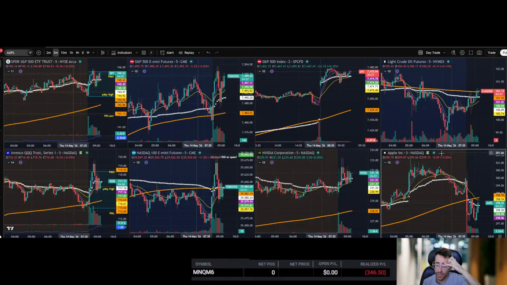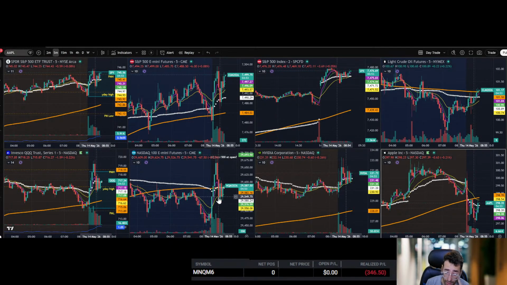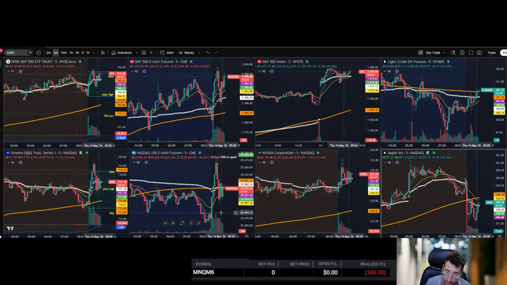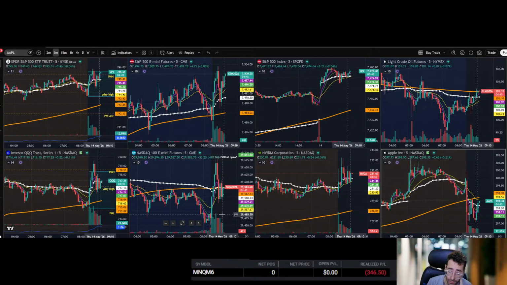See how we're literally just chopping around. One candle goes down, the next one goes up, the next one goes down, the next one goes up. It's very difficult to trade something like this. Any professional trader, they're not trading this right now.